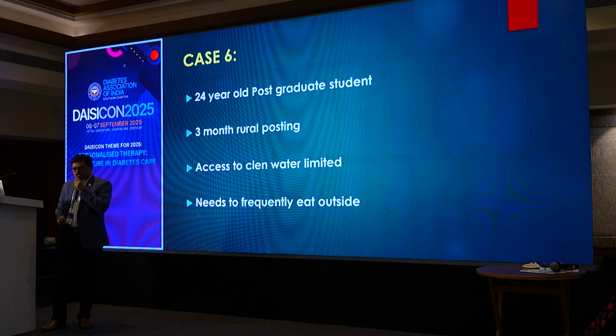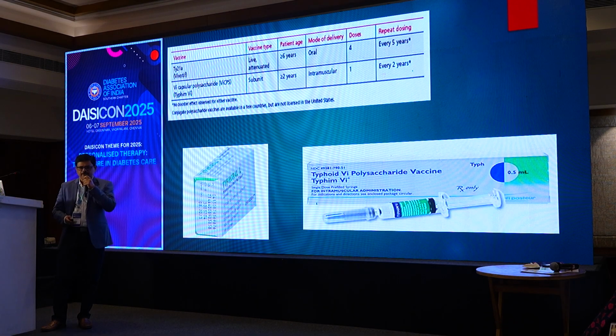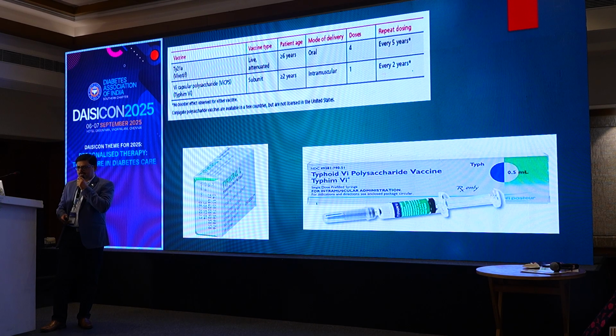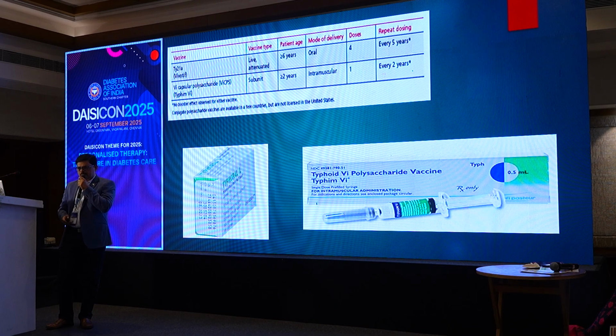This is another case, a 24-year-old postgraduate student going for a rural posting, taking food and water, everything outside. Whether he needs some vaccination? Yes, typhoid vaccine can be given. It may be a live attenuated vaccine or a killed vaccine. The dosage for Typhoral 21A is 4 doses, with repeat dosing every 5 years. The capsular polysaccharide vaccine is a single dose, and repeat doses may be given every 2 years.